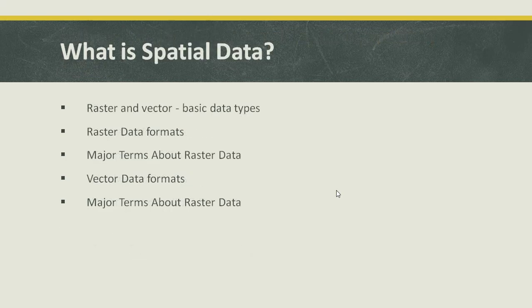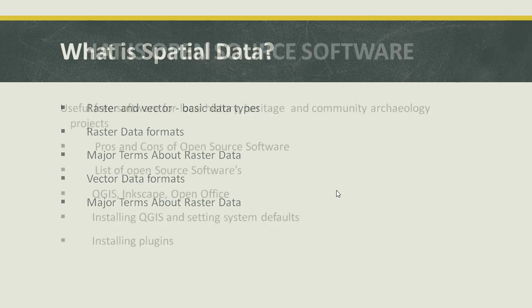The next section is about spatial data. We'll discuss what spatial data is, the types of spatial data, and the difference between vector data and raster data. What are the pros and cons of raster and vector data? What are the major terminologies associated with vector and raster data? We will also discuss vector and raster data formats.